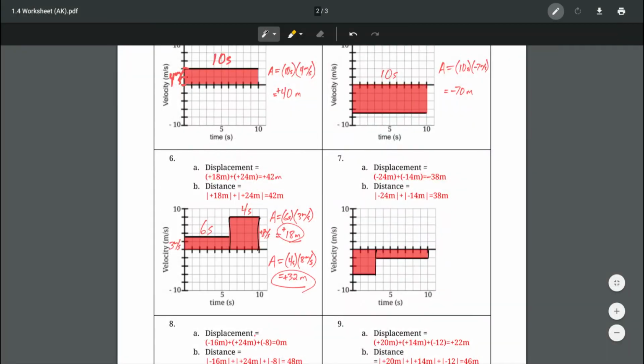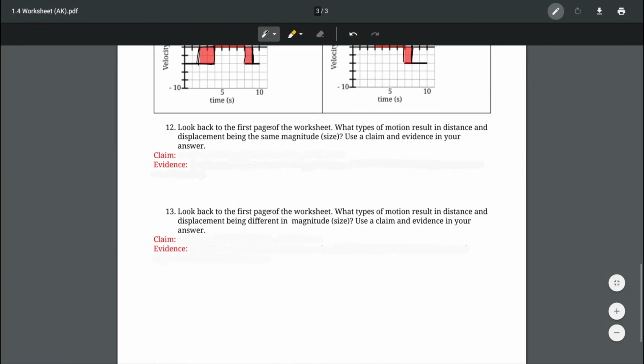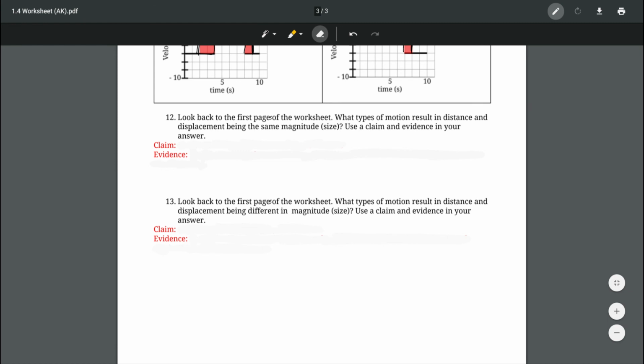And so therefore, the claim for what type of motion results in distance and displacement being the same size is when the object doesn't change directions, when it stays moving in the same direction the entire time. And those 4 graphs that we're looking at, numbers 4 through 7, are evidence to support this claim.